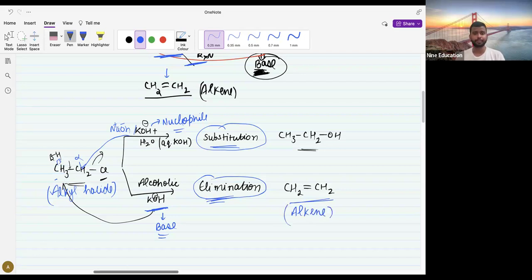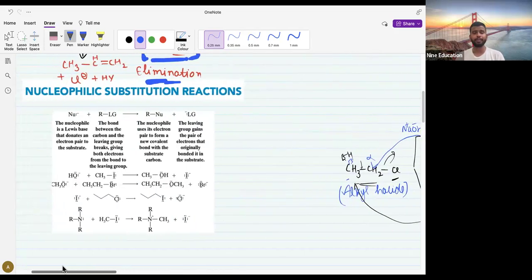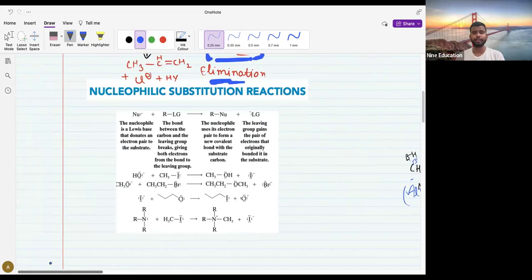Done? So one by one we will study, beta. Let's take nucleophilic substitution reactions today. I will teach you all the substitution reactions in our syllabus. Any nucleophile will come and attack the carbon atom, and this is known as the leaving group. LG is known as the leaving group.